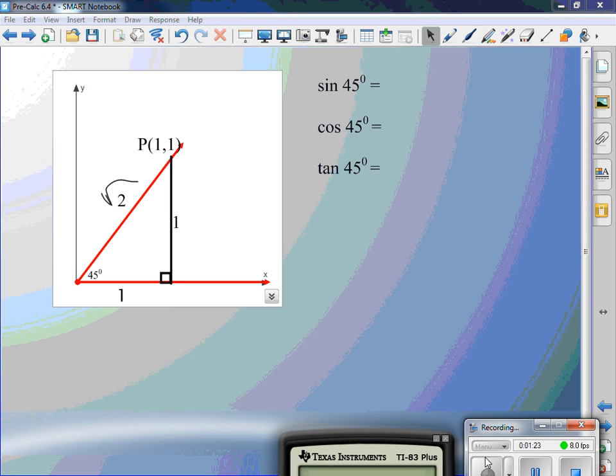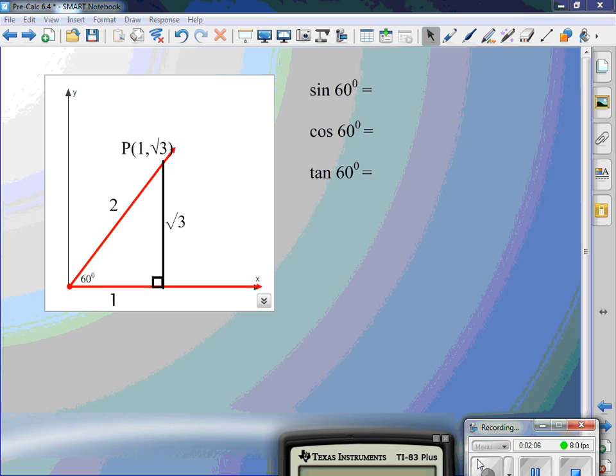Now I have the sine of 45, the cosine of 45, tangent of 45. This is a 45-45 right triangle. It's an isosceles right triangle. So to find the sine of 45, 1 over square root of 2, which is the square root of 2 over 2. The cosine of 45 is also 1 over the square root of 2, which is square root of 2 over 2. And tangent is 1 over 1, which is 1.